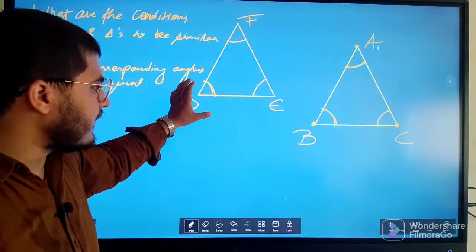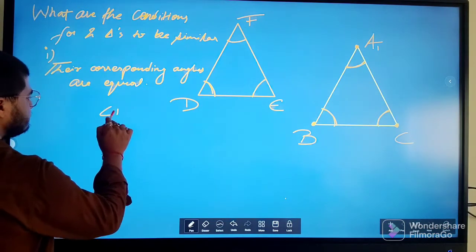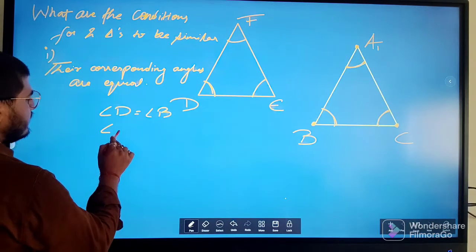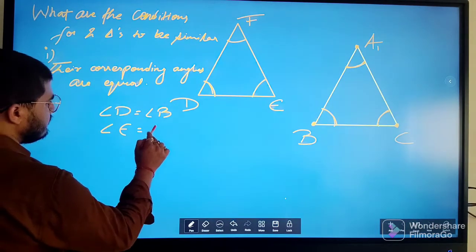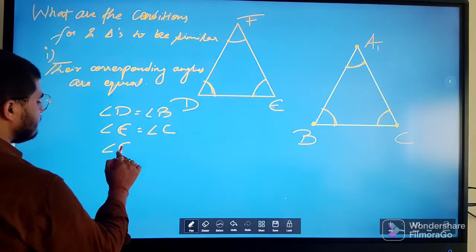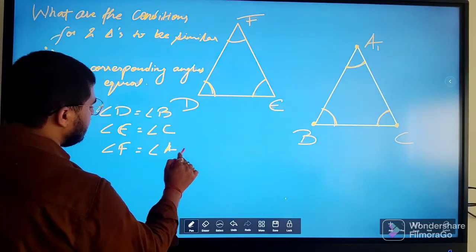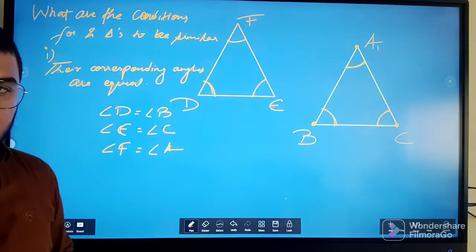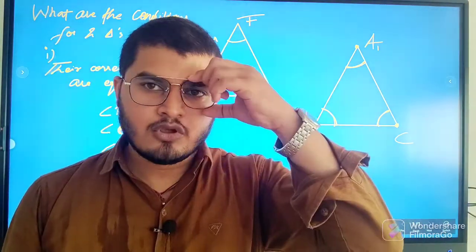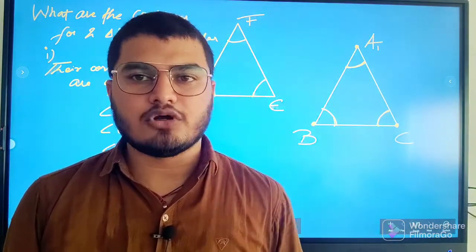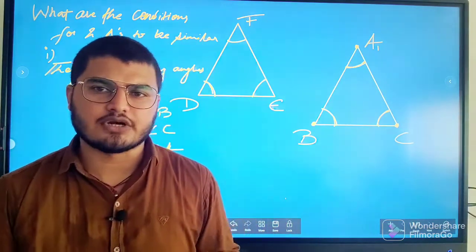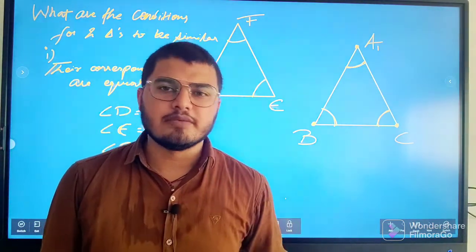So if angle D is equal to angle B, angle E is equal to angle C, and angle F is equal to angle A, then the two triangles can be called similar. Yes, they can be called similar. On two angles also they can be called similar. There is the double angle theorem, which says that if two angles of a triangle are equal, they are similar triangles.